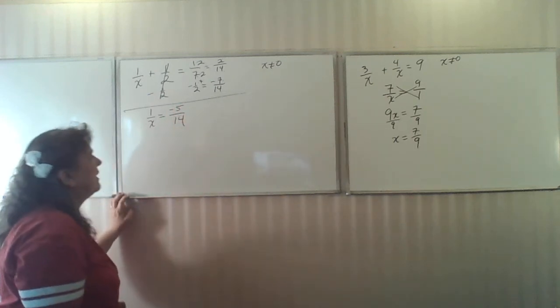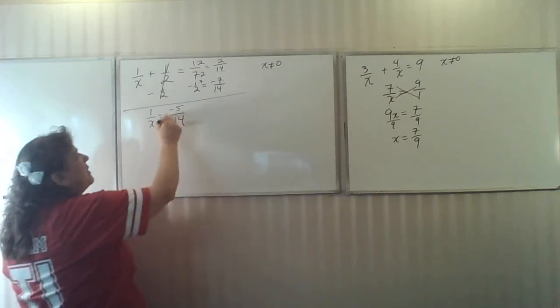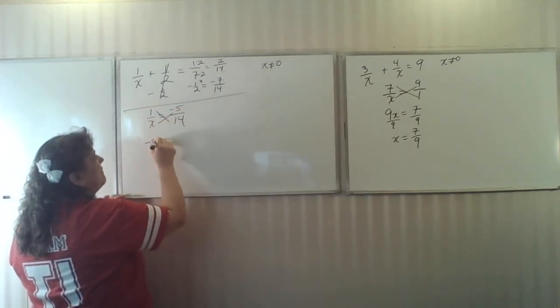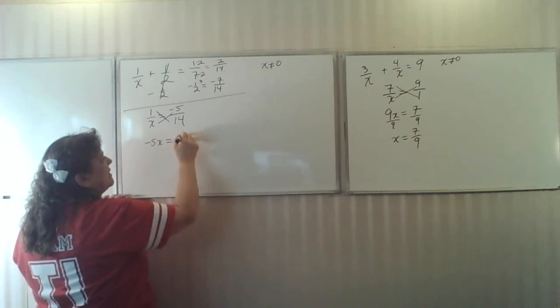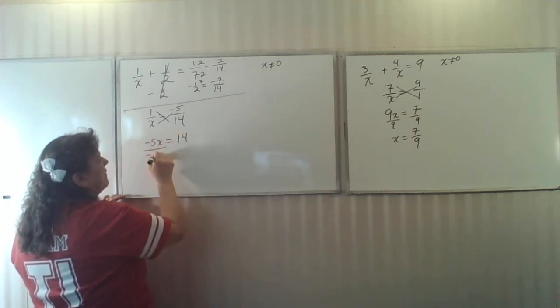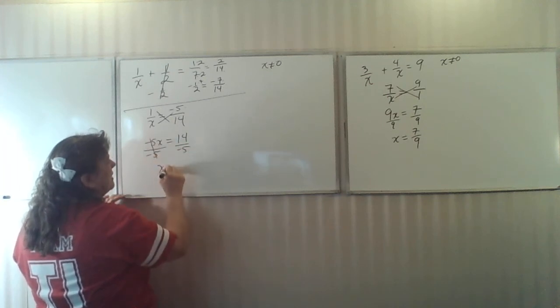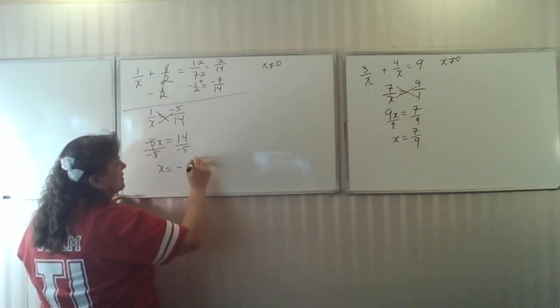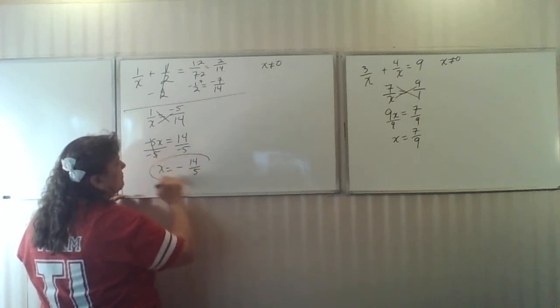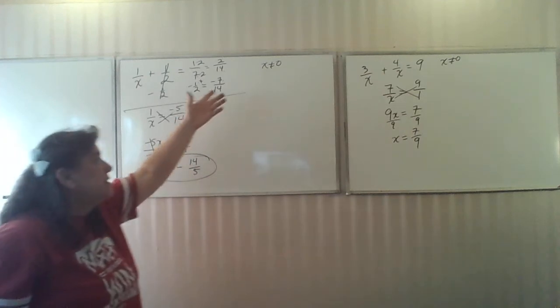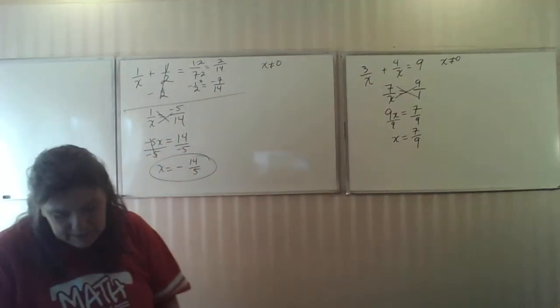Don't lose your denominator. Now we can do our cross products. X times negative 5 is negative 5x. 1 times 14 is 14. Divide by your negative 5, and x is equal to a negative of 14/5, and just leave it in that fraction form. It's just fine. And that is not 0, so we have a valid answer.